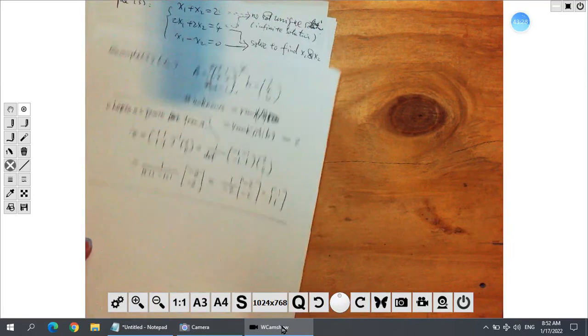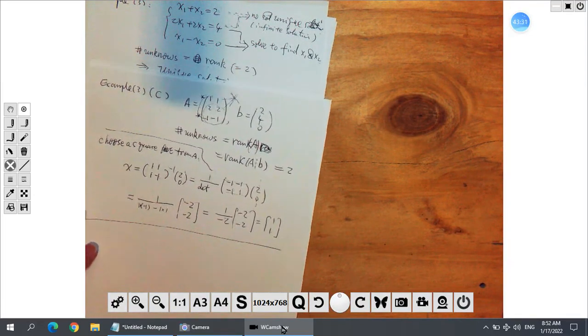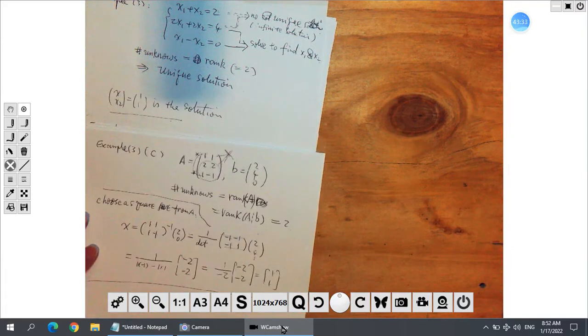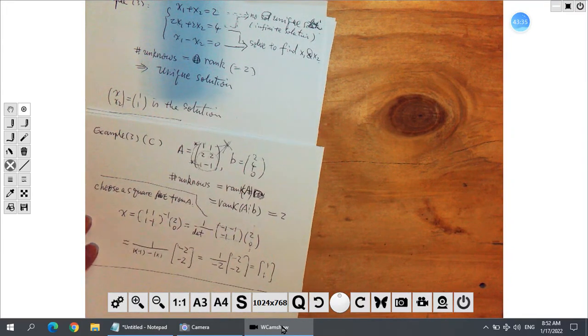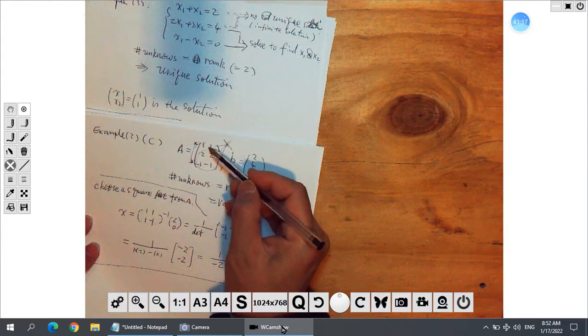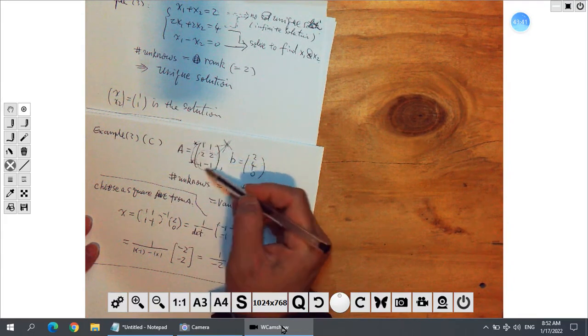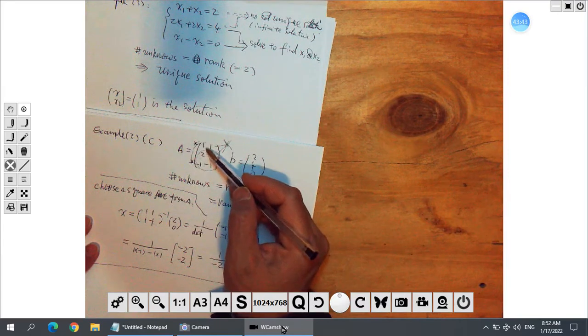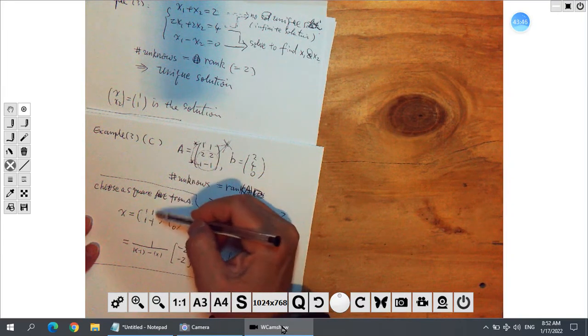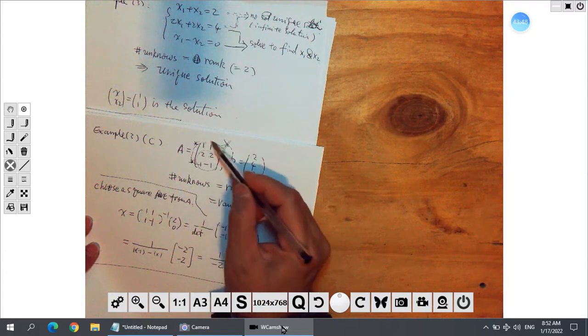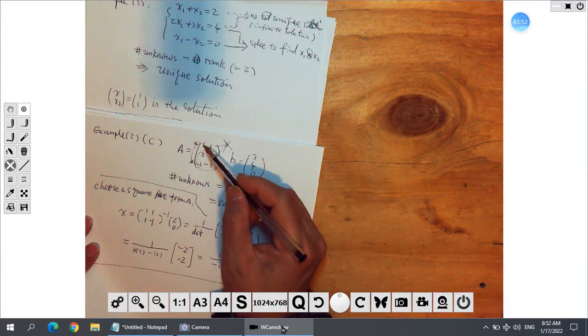So here the only thing you need to take care of is when you choose. If this is already a square matrix, that will be fine. You just use that as A, the inverse of the whole matrix. But if this is not a square one, you need to select the square part from this A.